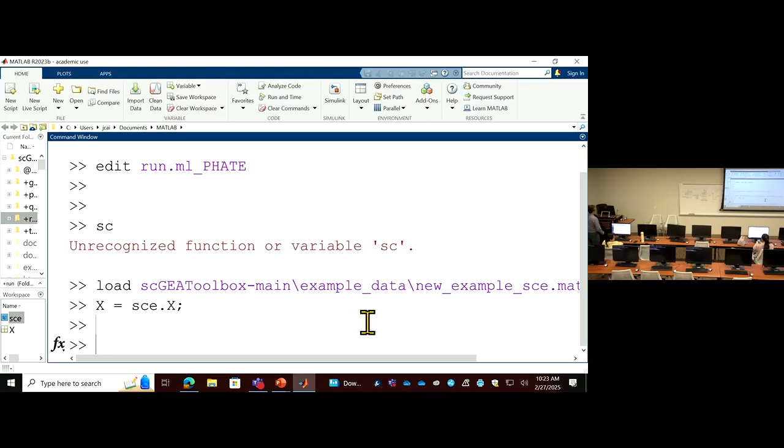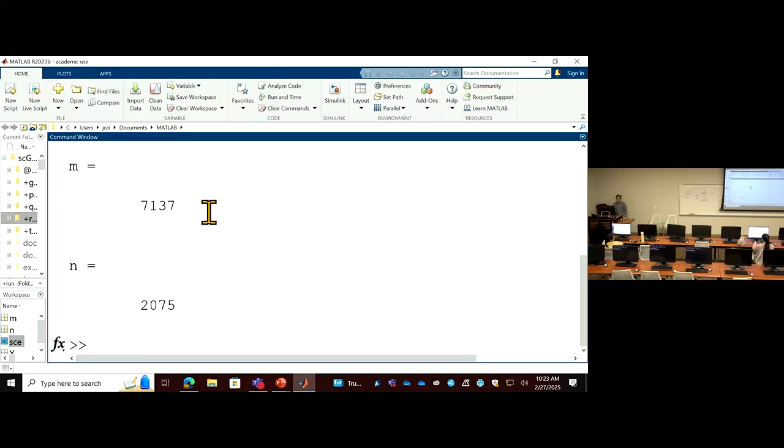To play with, if you look at the size of this, M is the number of rows, so you have 7,173 genes and 2,075 cells. So that's the dimension of X.